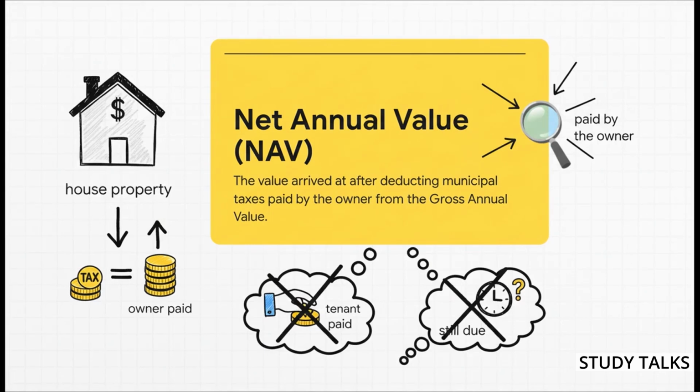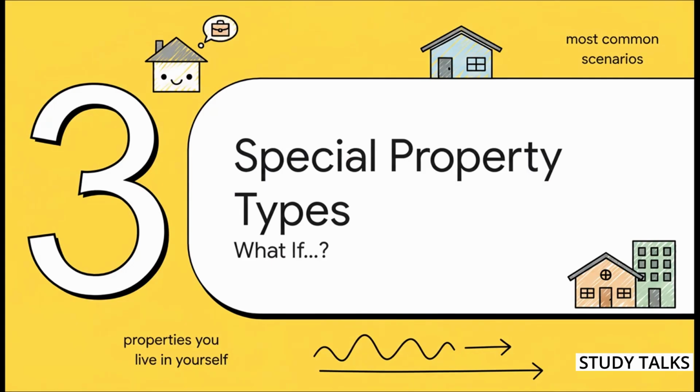Getting to the net annual value, or NAV, is super straightforward. You just take that GAV we just calculated and subtract any municipal taxes. But, and this is a big but for exams, two things have to be true. First, the taxes must have actually been paid, not just due. And second, they had to be paid by the owner. If the tenant paid them, sorry, no deduction for you. Okay, so that's the drill for a rented out property.